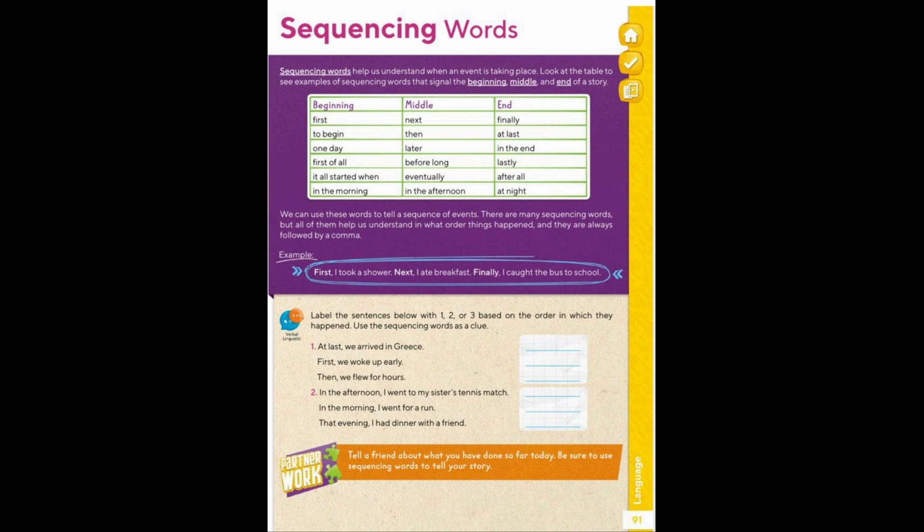We've read this before. Now, the next piece of information under the table, we can use these words to tell a sequence of events. There are many sequencing words, but all of them help us understand in what order things happened. And they are always followed by a comma. Okay, don't forget that. We need a comma after all these words.